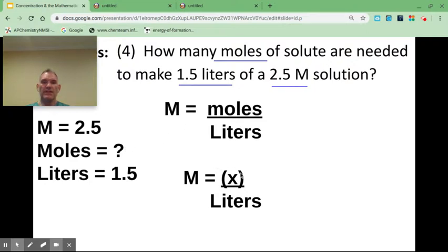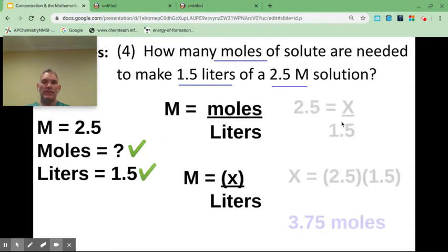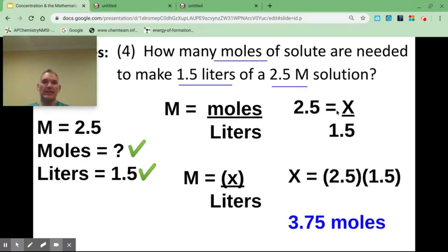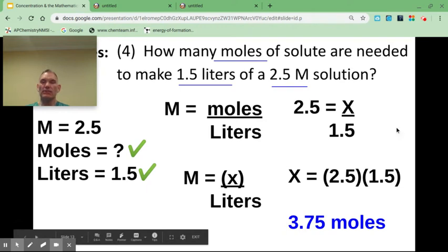So this is the third type of problem for extra work. I'm putting in my X for the moles, so that way I could solve for it. Check my units. I have moles is what I'm going to get. I already have liters, so all I do is plug it in. 2.5 is molarity. I'm looking for X over 1.5. As we did earlier, to get X by itself, I'm going to multiply across. So X is 2.5 times 1.5. That gives me 3.75 moles.